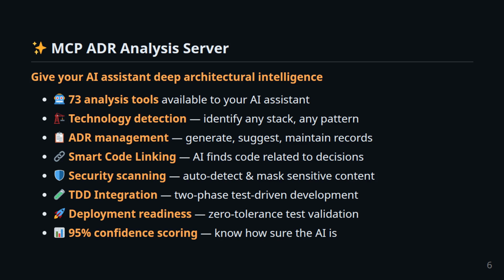The MCP ADR Analysis Server gives your AI assistant deep architectural intelligence. It comes with 73 analysis tools, including technology detection, ADR management, smart code linking that connects decisions to actual code, built-in security scanning, TDD integration, and confidence scoring so you know how reliable each analysis is.